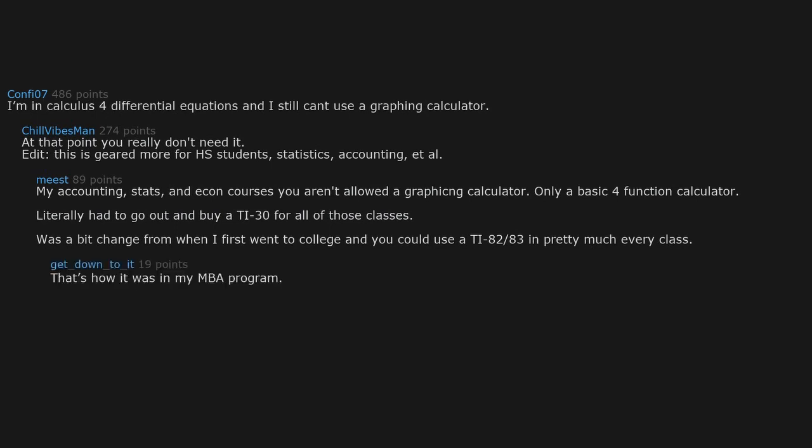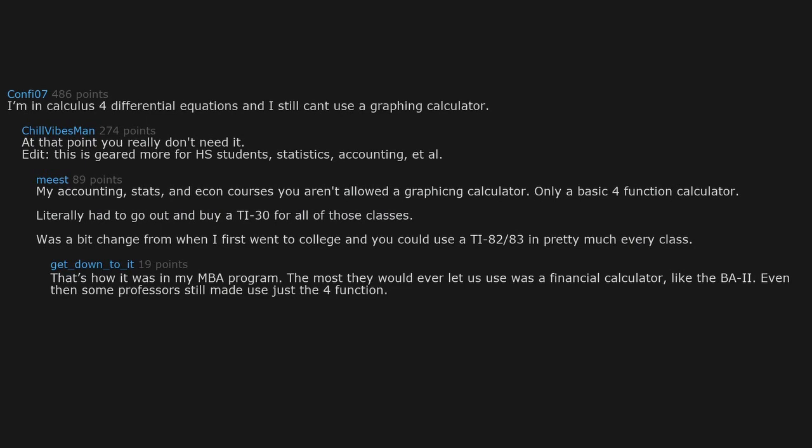That's how it was in my MBA program. The most they would ever let us use was a financial calculator, like the BA II. Even then some professors still made us use just the 4-function.